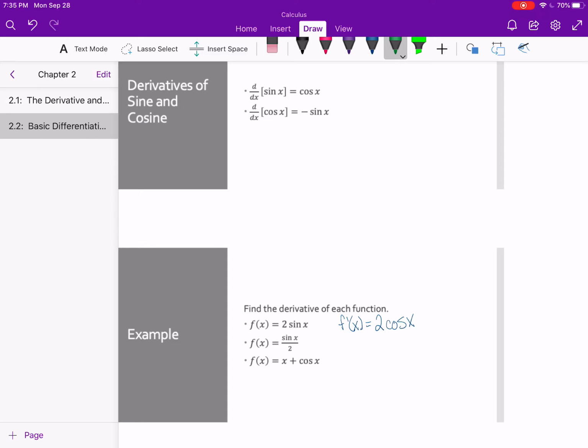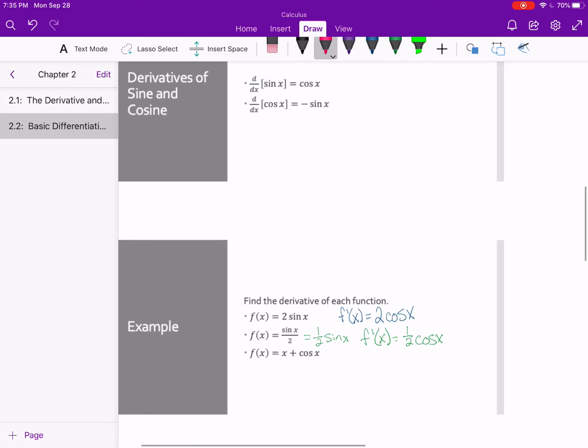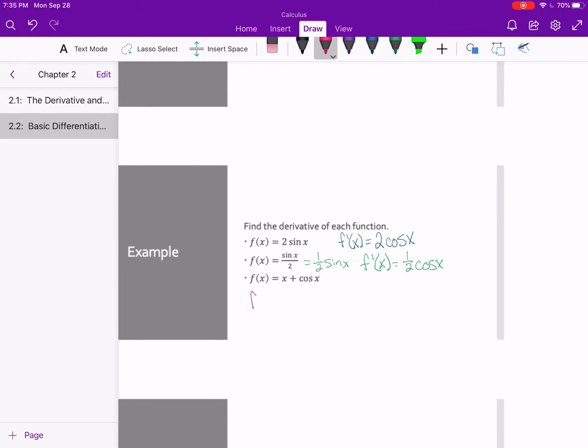All right, that next one, remember that's like 1/2 sine of x. So our derivative, constant multiple is that 1/2, sine goes to cosine, and so there we are. And last example we have for this one, f prime of x, the derivative of x, remember that's like x to the 1st, the 1 goes down, becomes 1, and then x to the 0, which is just 1, so we have 1, and the derivative of cosine is negative sine.